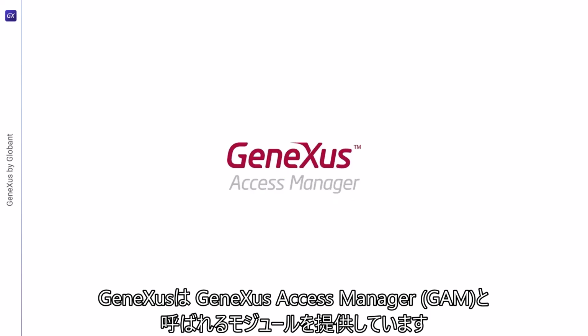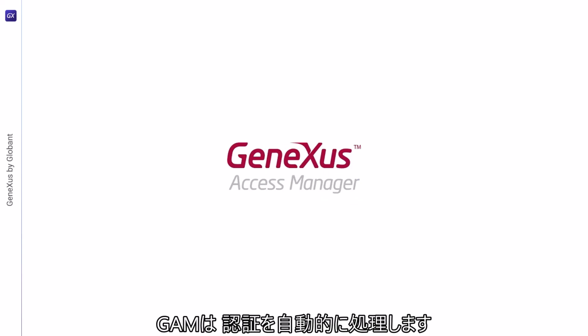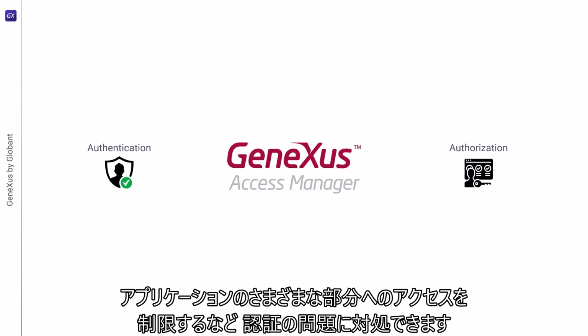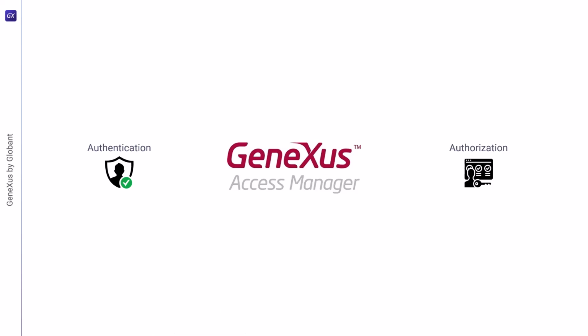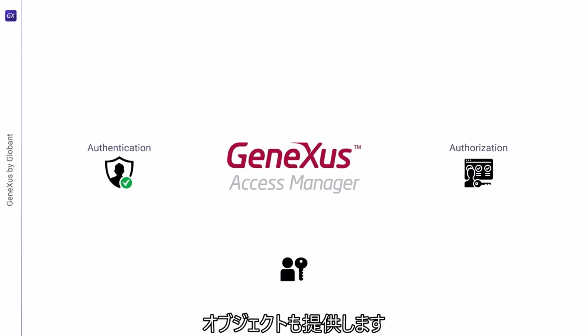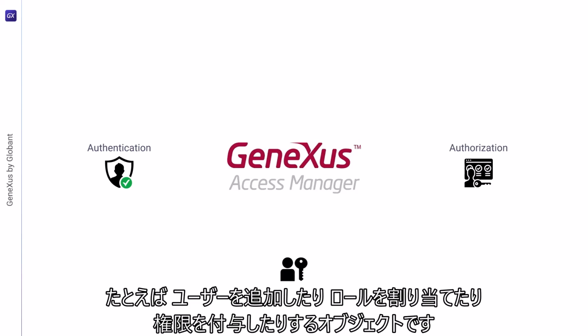GeneXus offers a module called GeneXus Access Manager, the GAM, which automatically handles authentication. In addition to this task, the GAM allows dealing with authorization concerns, such as restricting access to different parts of the application, depending on the roles or permissions of each user. The GAM also provides several objects to manage all the security issues related to a web or mobile application. For example, objects to add users, assign roles, grant permissions, and so on.